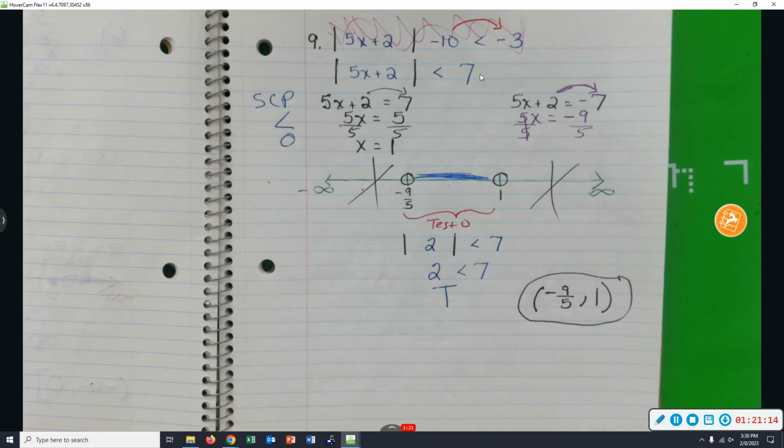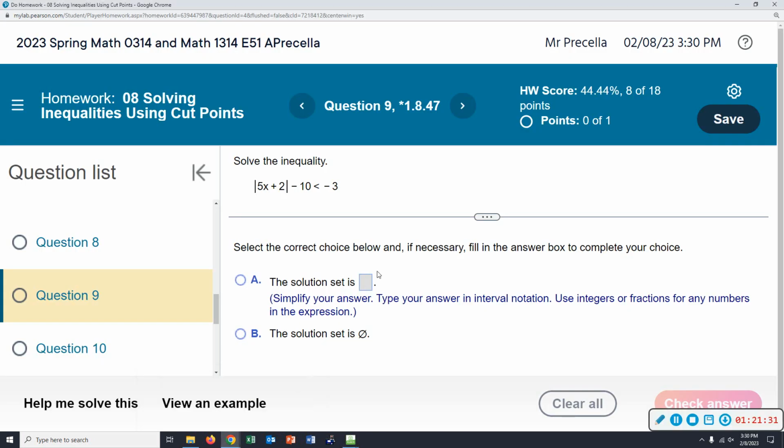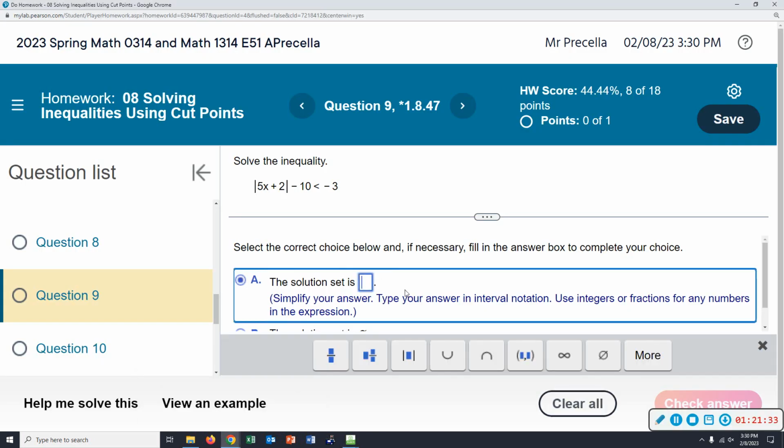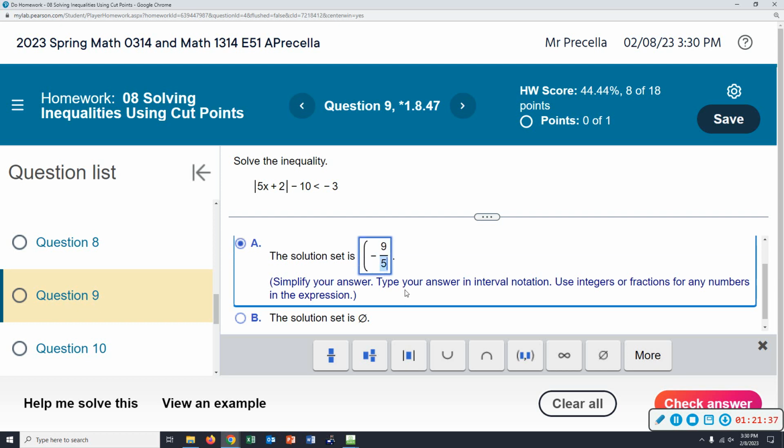So for the absolute value inequalities, just isolate them. Then go equal positive, equal negative. Test an interval. So I'm coming over here to the top. So parenthesis, negative 9/5. Get out of the denominator before I type my comma, 1 parenthesis.